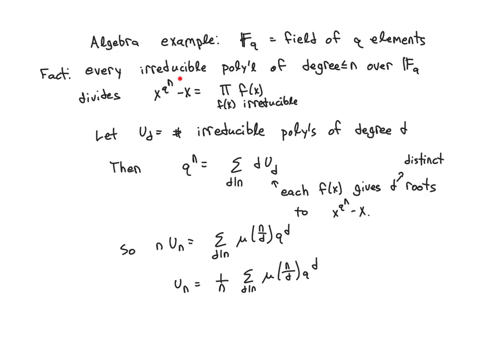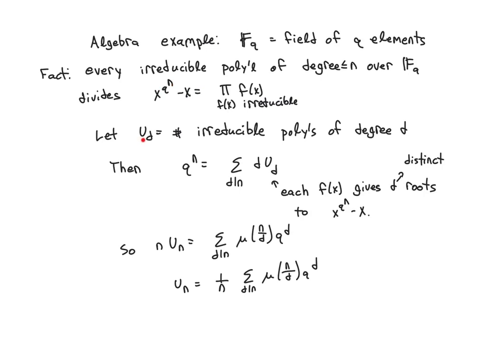So one of the facts from algebra we're going to assume without proof is that every irreducible polynomial of degree n over this field divides this polynomial. In other words, you can actually factor this polynomial, x to the q to the n minus x, as a product over all such irreducibles. And that's a deep theorem in modern algebra. And we're going to use that in a moment.